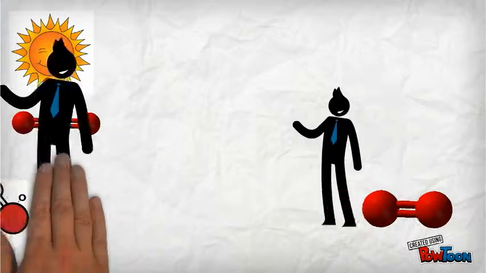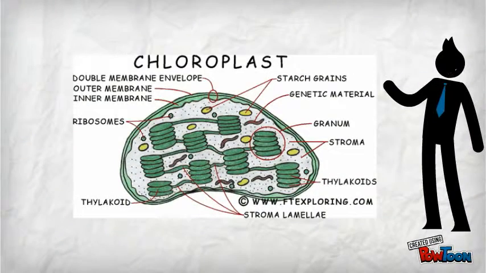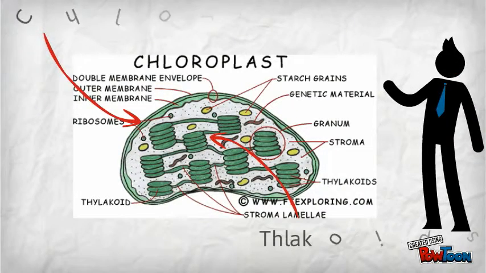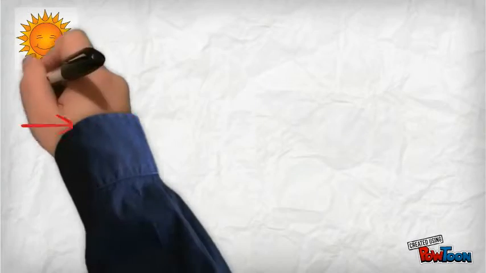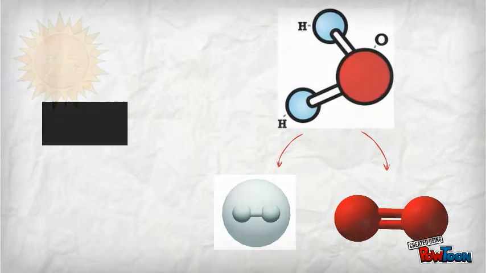In the photosynthesis equation, the reactants are light, CO2, and water to yield glucose and oxygen. Photosynthesis takes place in the chloroplast of a plant cell, but more importantly in the thylakoids of that plant cell. Photosynthesis first occurs when light hits the chlorophyll inside the thylakoids to break down water into oxygen and hydrogen molecules.